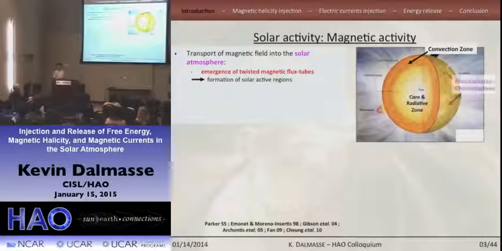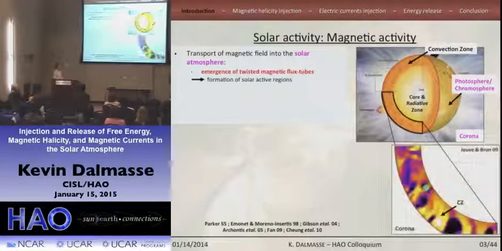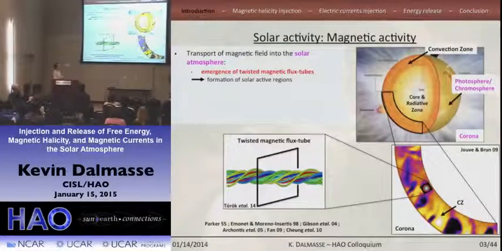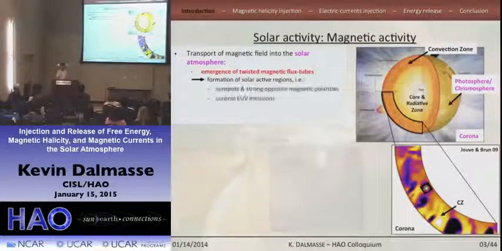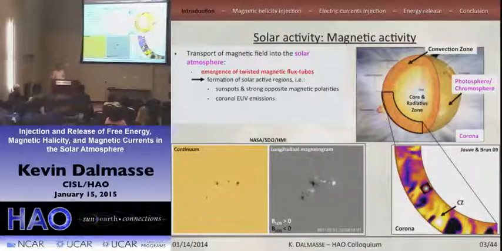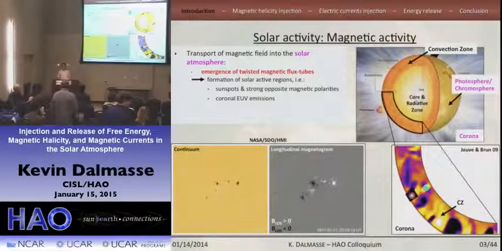As you know, solar activity is a magnetic activity, related to a transport of magnetic field from the deep convection zone into the solar atmosphere. In the classical thin flux-tube approximation, the magnetic field is transported by coherent twisted flux tubes, such as this one. The emergence of these flux tubes into the solar atmosphere leads to the formation of active regions.